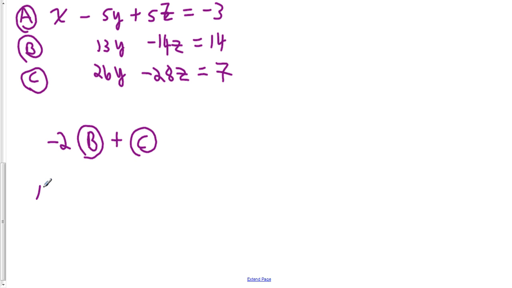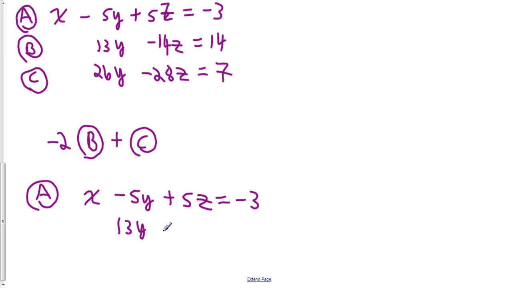So equation A will stay the same. Equation A is still x minus 5y plus 5z is equal to negative 3. Equation B is going to stay the same: 13y minus 14z is equal to 14. The one that's going to change now is equation C. I'm multiplying equation B by negative 2 and adding it to C. So negative 2 times 13y is going to be negative 26y, plus 26y would be 0.